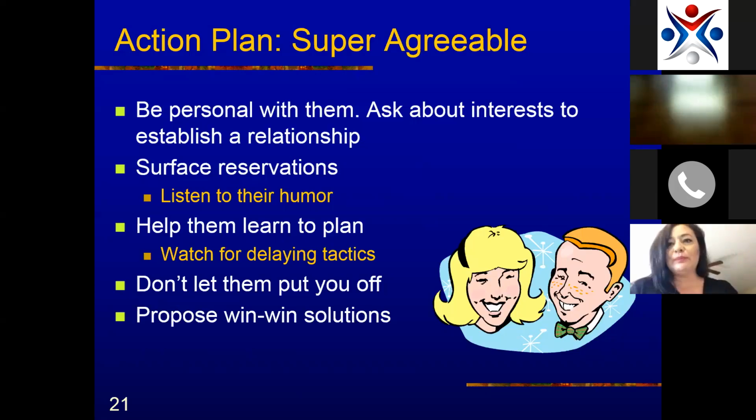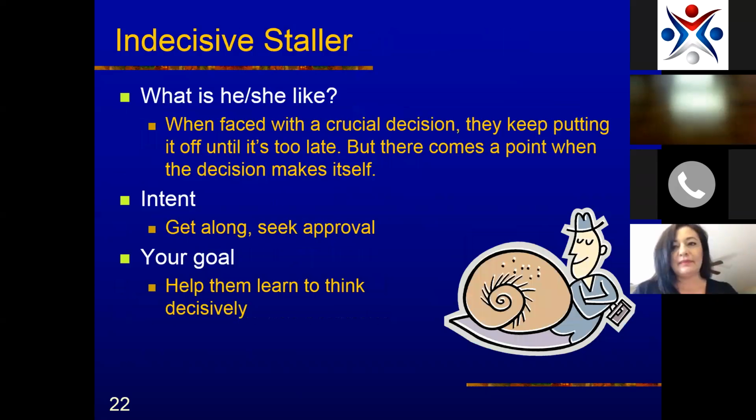Slide 22. The indecisive staller also just wants to get along with people, and they avoid making decisions, or they get in the way of the decision-making process. Your goal is to help them find resolutions, help them to make decisions.